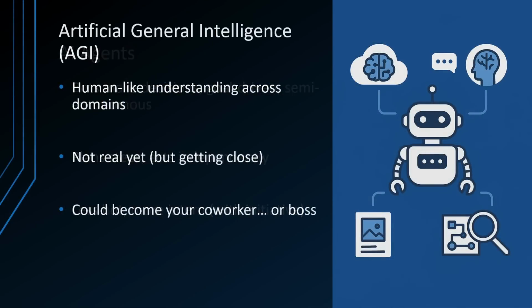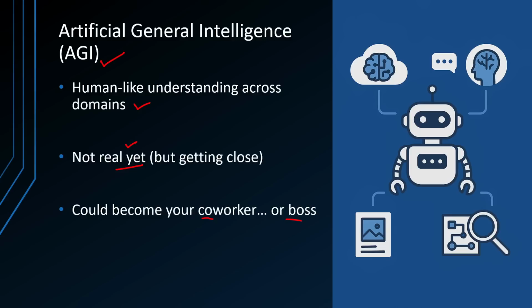Let's move on and let's talk about artificial general intelligence. And this is actually the scary stuff. This is where AI is going to get a human like understanding across different domains. Now, remember, this is not real yet. We might be getting close there, but this is not something that exists today. AGI does not exist today. It can become your coworker, but it can also become your boss. So what are we talking about here, right?